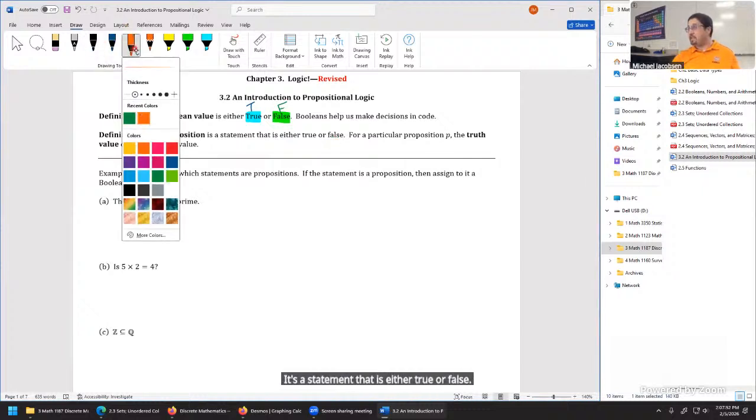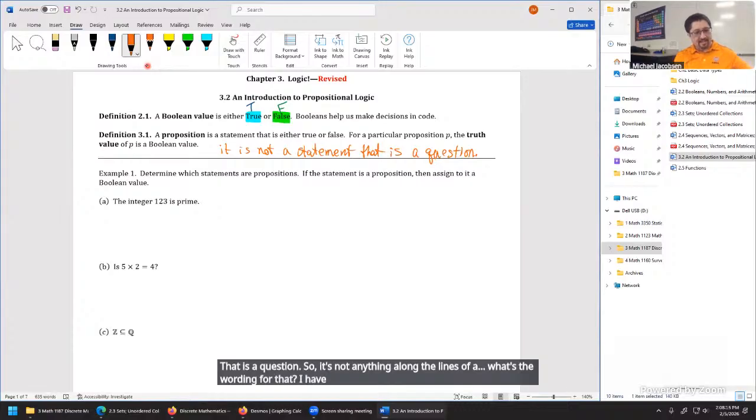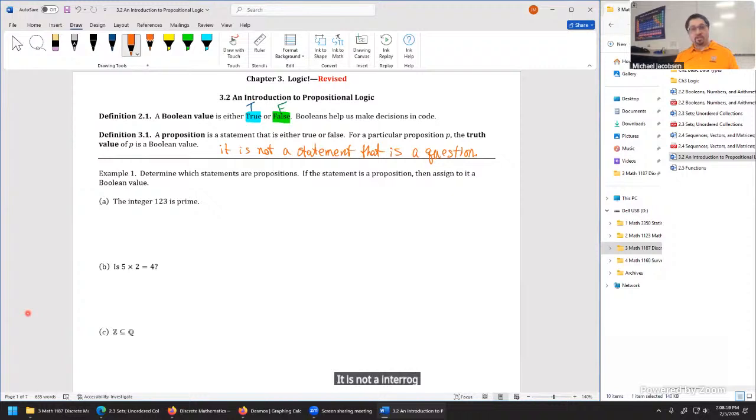Put in a quick statement here. It is not a statement that is a question. So it's not anything along the lines of a, what's the wording for that? I have a quick shorthand here. It is not an interrogative statement, which poses a question. I'm not very good at English, so, not an interrogative statement.